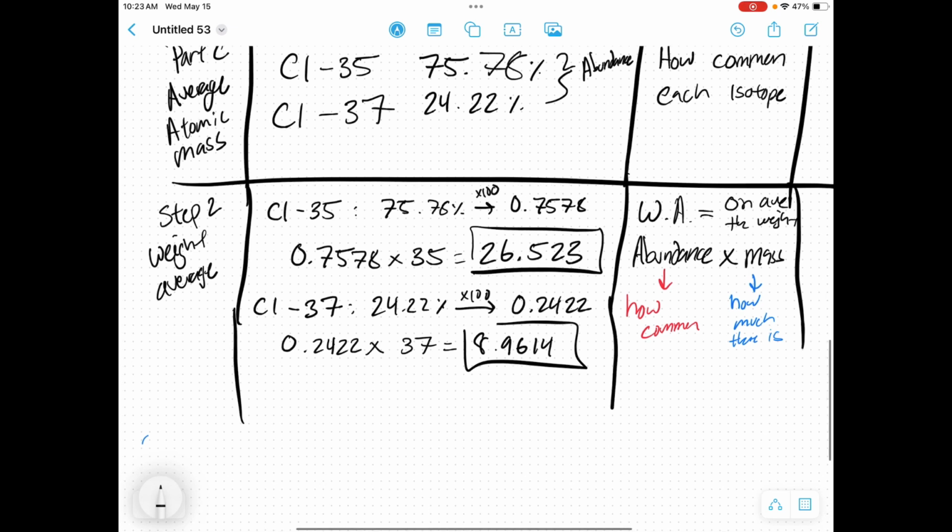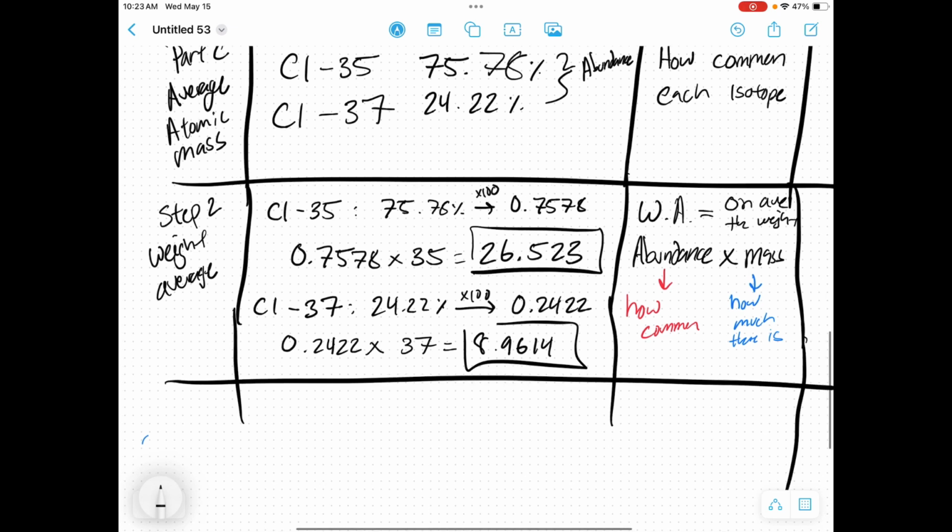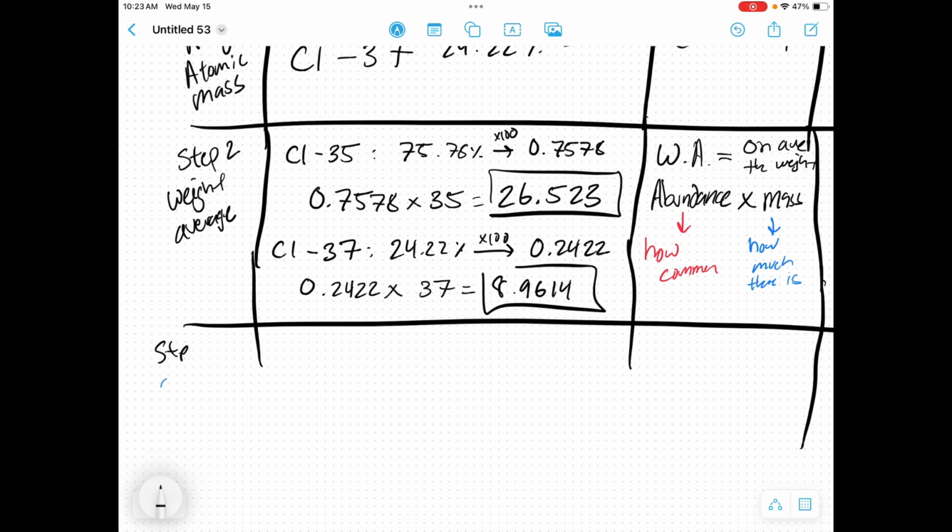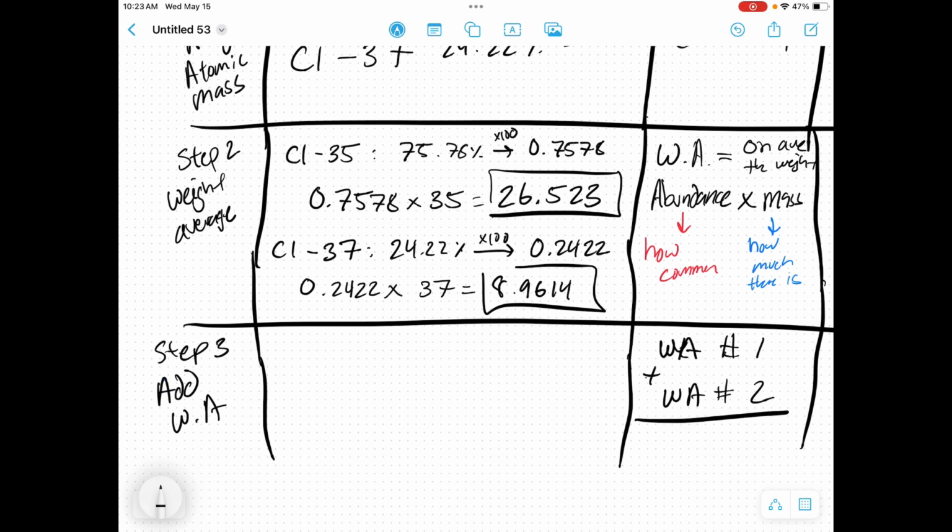So my third and final step for this problem, I'm going to add my weighted averages together. So if I take my weighted average, and I'm going to add that to my second weighted average, I will get my total mass, or my total average mass.